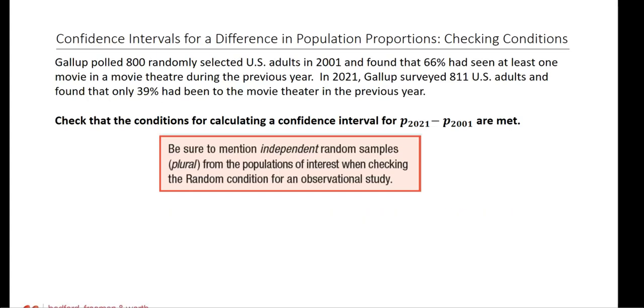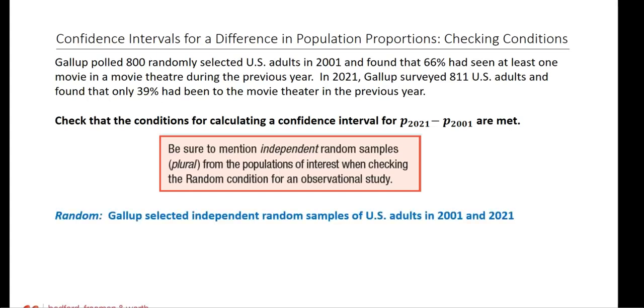Be sure to mention independent random samples, plural, from the population. Don't just say random sample, but independent. You could say it in 3 words: independent random samples. You have to use the plural if you do it that way, or you could say independent random sample from each one. I like the way they said that. It's actually pretty nice, and they use the plural of the word. You just have to be careful to communicate effectively that you're talking about both samples: independent and random samples in each year.